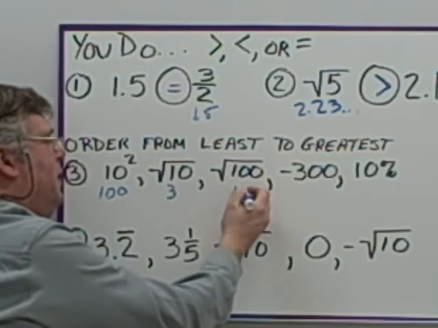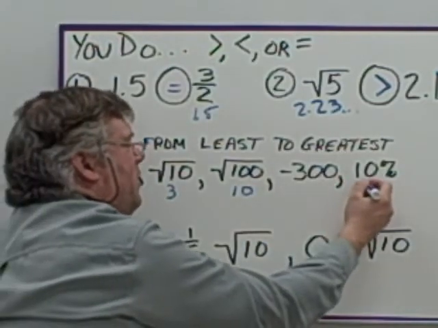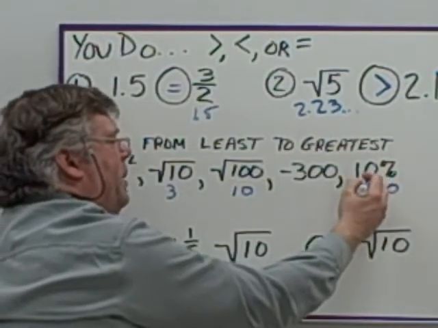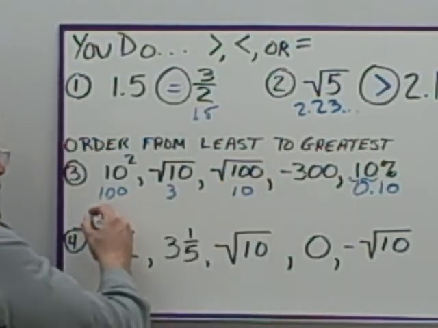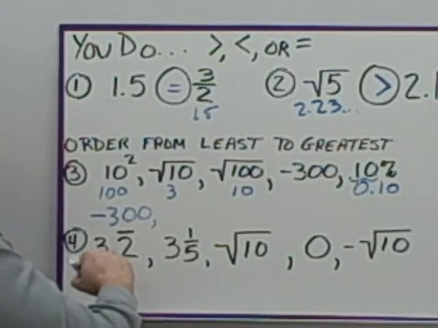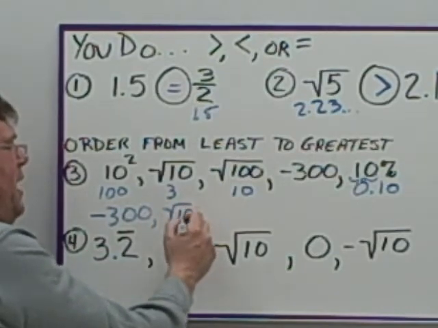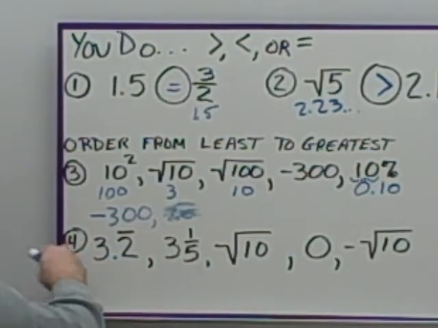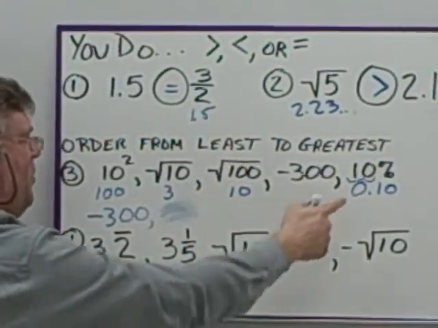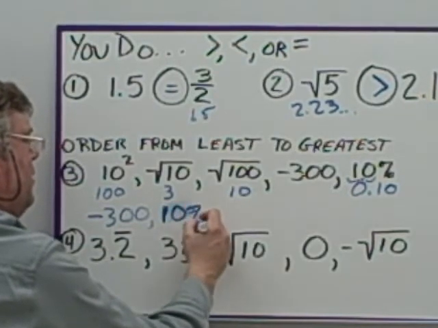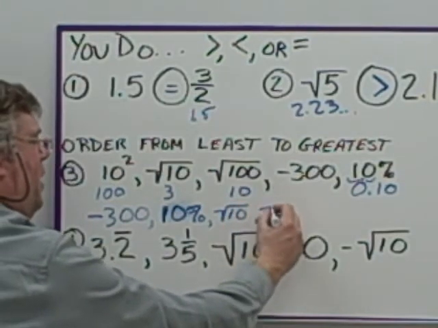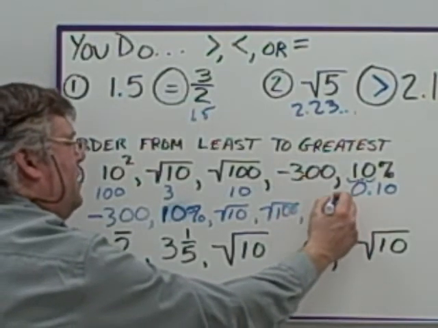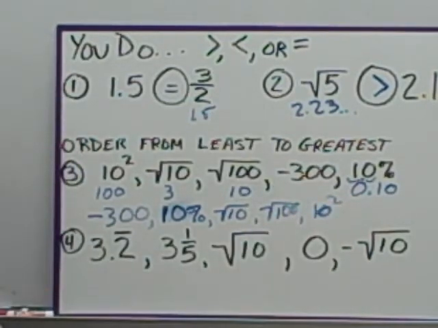Square root of 100 is going to be 10. 10% is going to be 0.10, dividing it by 100. So now we can compare. We start with the smallest, which has got to be that negative. Negative 300 is the smallest. The next one up is a 3, square root of 10. Oops, no it's not. I forgot the decimal value there. There's the decimal of 0.10, so 10% comes next. Then comes the square root of 10. Then comes the square root of 100. Then comes the 10 squared. 3, 10, 100.